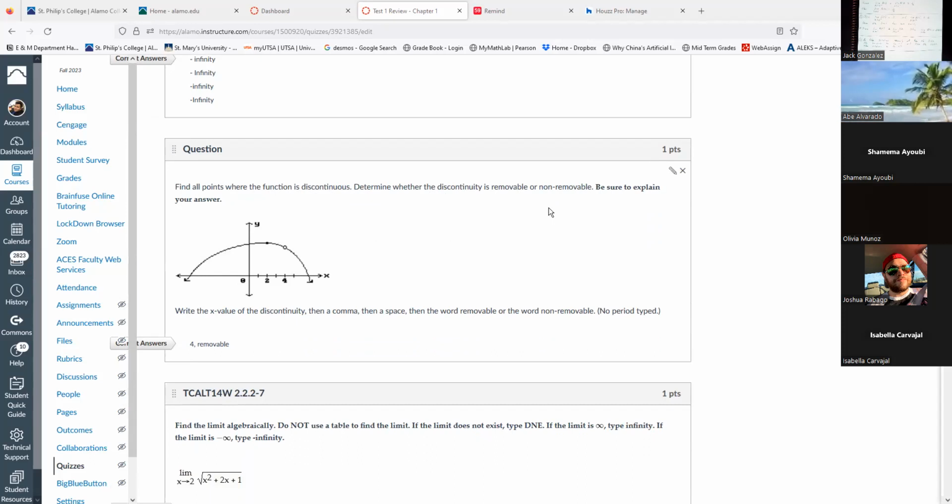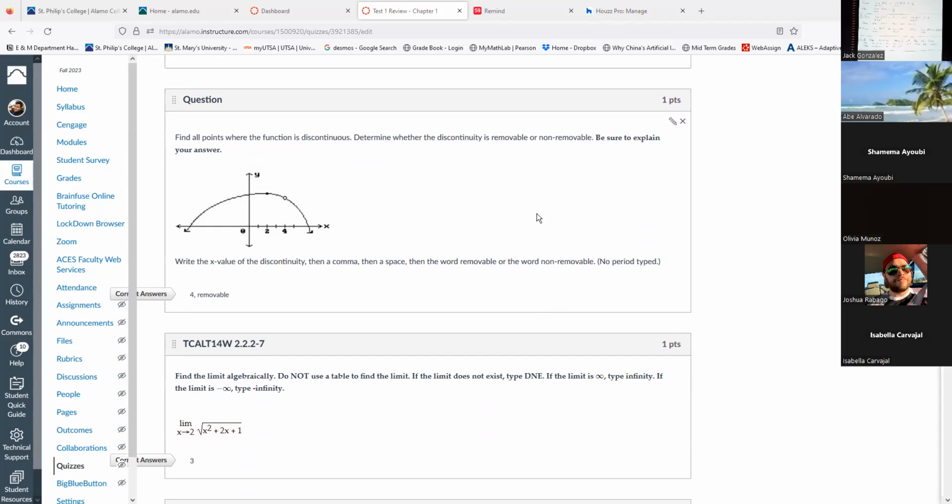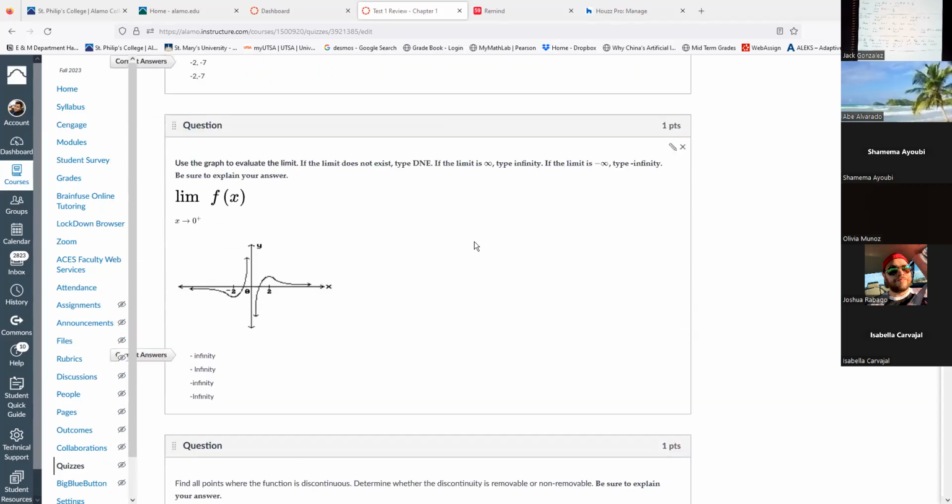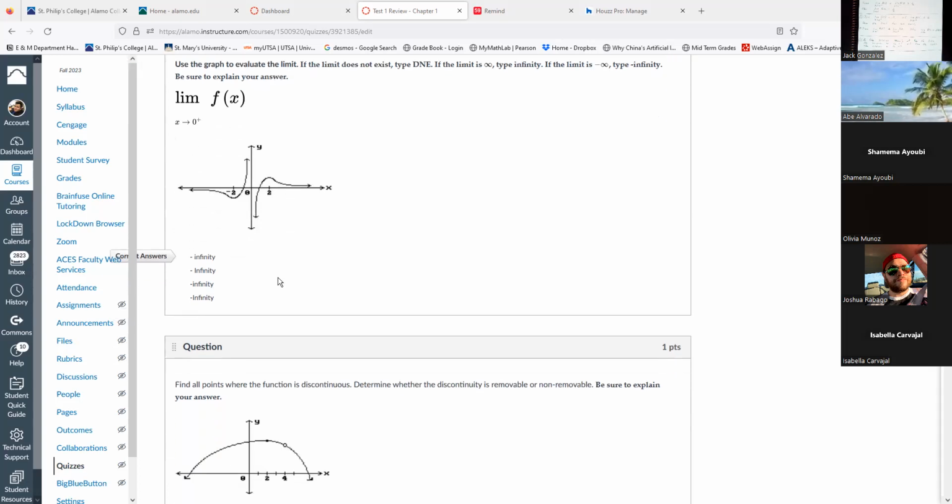What explanation should we give for number 4? Just put it in your own words. As your function approaches 0 from the right, the function goes to negative infinity. You can also talk about asymptotes if you want. Yeah. Okay.